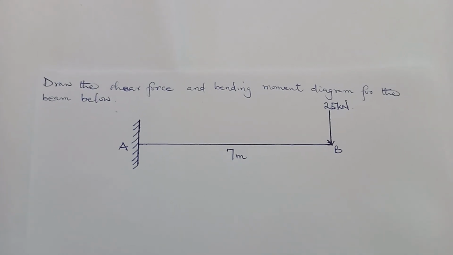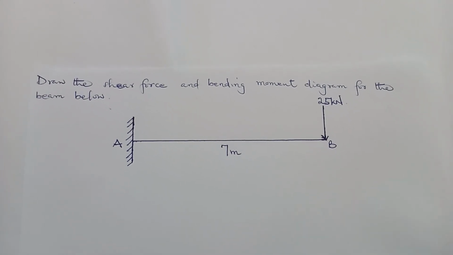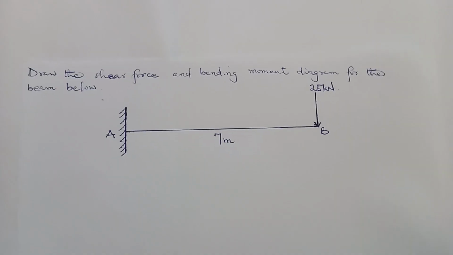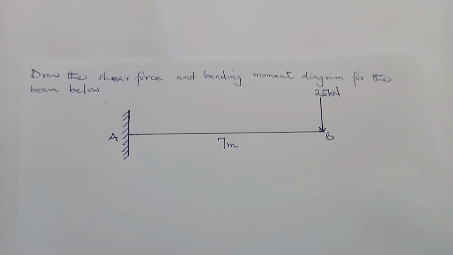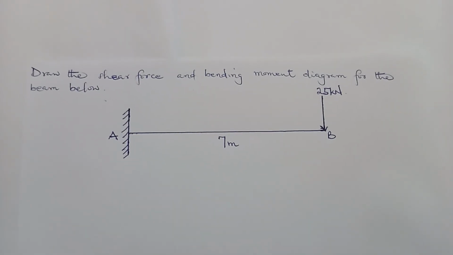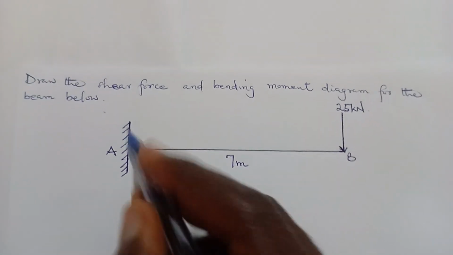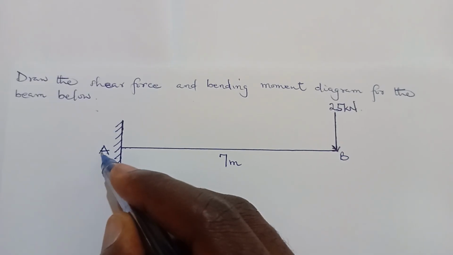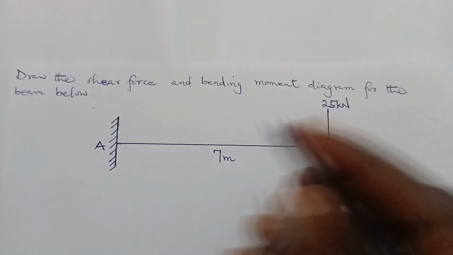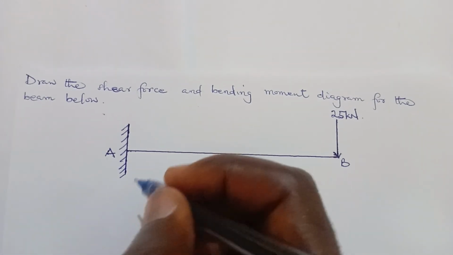In this video, we are to draw the shear force and bending moments diagram for the cantilever beam below. First of all, we need to calculate our support reactions. So this side is A, this is a fixed support, and this side is B. Fixed support has three reactions.